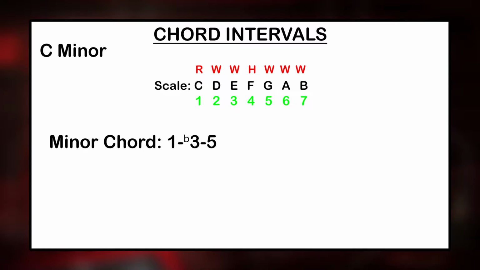So to find the C minor chord in the C major scale, we want the first, flat third and fifth notes. As you can see, the first is C and the fifth is G, just like in the C major chord, but the third needs to be flat. So we take E and we get E flat, giving us C, E flat and G.